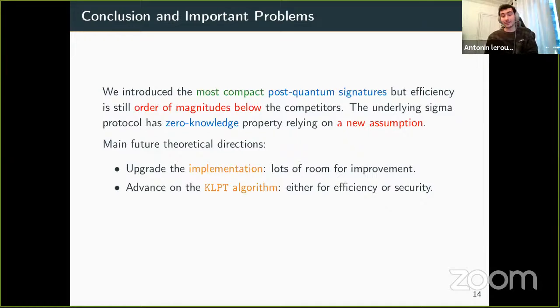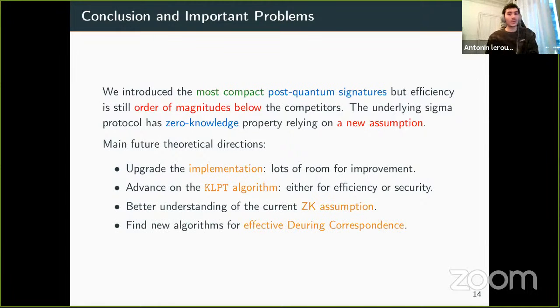Then we can look at some advances on this KLPT algorithm. This algorithm is used everywhere, with several variants of it. Improving it could allow us to gain efficiency or even security. For instance, maybe it could allow us to replace this new assumption with something more classical. Short of advances in that direction, we need to understand this new zero-knowledge assumption better to start to have a bit of confidence in our security.